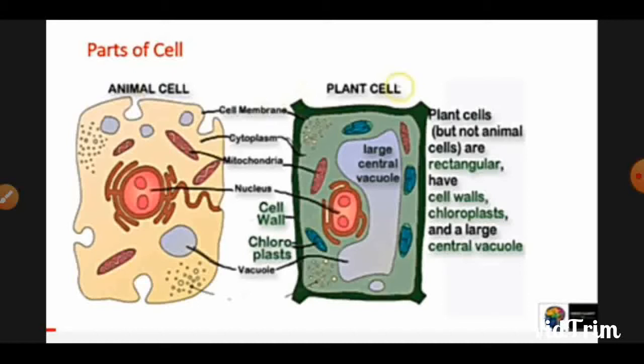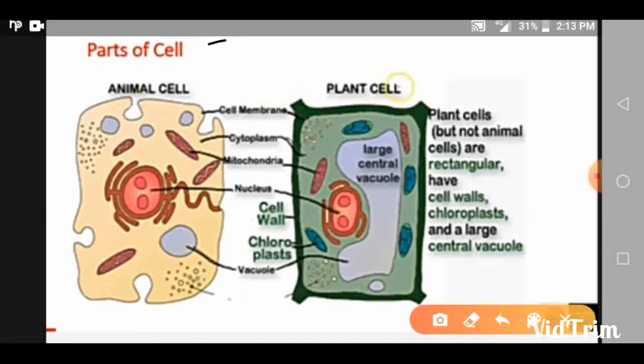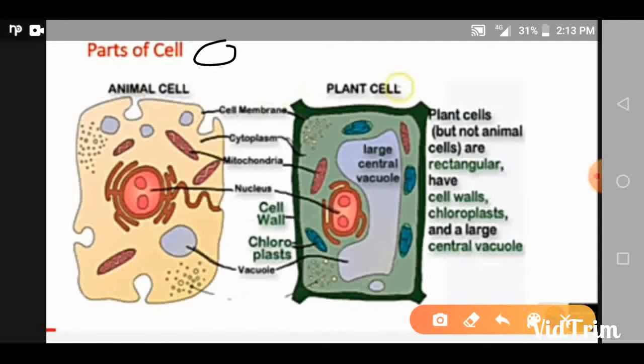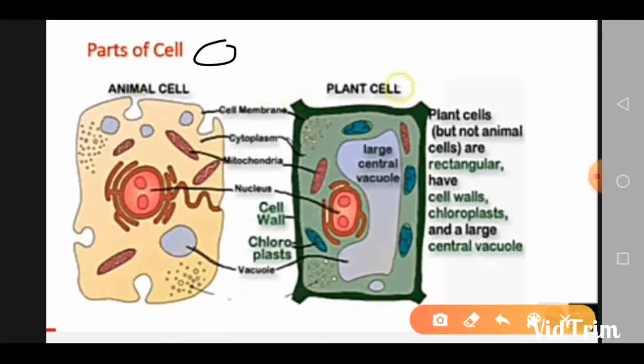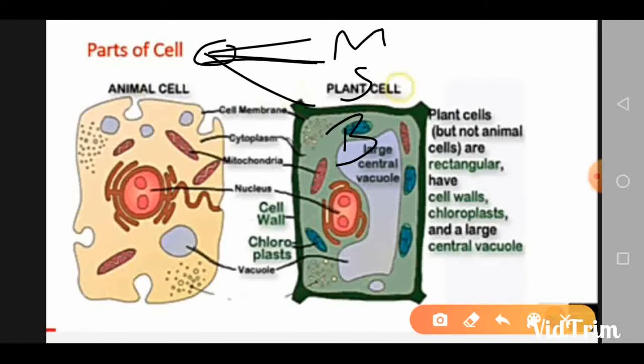I will show you. Here we have one cell. After some days, the cell will divide according to its requirements, like muscle cell, skin cell, bone cell, etc. So here we have two cells.